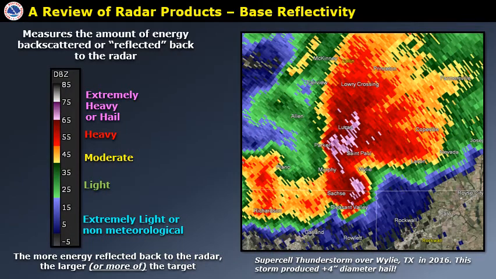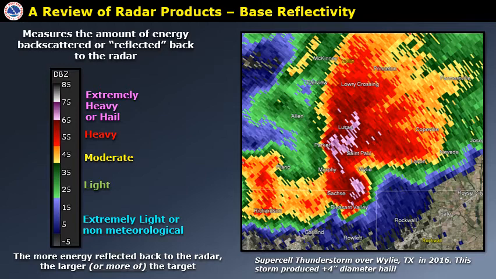Let's switch gears and review some of the radar products. We will first begin with base reflectivity. Reflectivity, as discussed earlier, measures the amount of energy backscattered or reflected back to the radar after it has hit its target. The units are in decibels or dBZ.